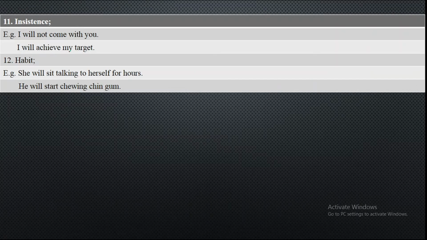And insistence. When you insist for something, I say, I will not come with you. Now here it is my insist that I'm not going to come with you. And I will achieve my target, and that is known as the usage number 11. And the last one we have got, that is habit. She will sit talking to herself for hours, and he will start chewing chewing-gum. That is again a habit which is hard to leave.